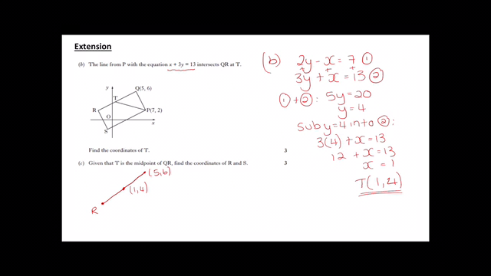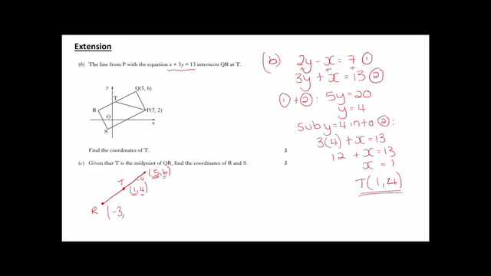So if we look at what's happening between Q and T, our x coordinate is dropping from 5 to 1. So our x coordinates are dropping by 4. So that means the difference between this coordinate T here and R, the x is also going to have dropped by 4. So 1 take away 4, R must have an x coordinate of -3.